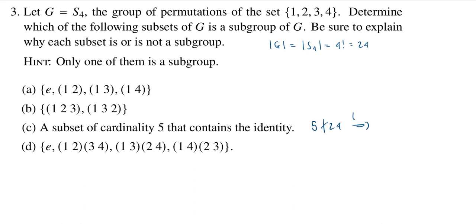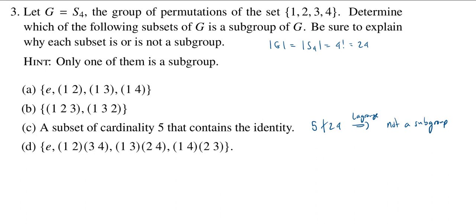And so, by Lagrange's theorem, which tells us that the cardinality of any subgroup must divide the cardinality of the whole group, we know that in C, we do not get a subgroup. Okay, and the last one, 1, 2, 3, 4. Yep, that also does divide 24. So C is the only one where we can use Lagrange's theorem.